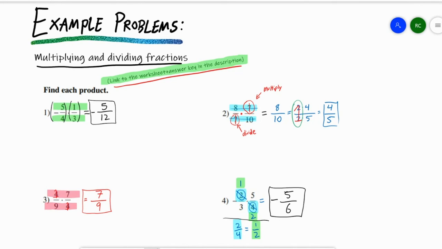Next video, we're going to talk about adding and subtracting fractions, and we're going to talk a little bit about a few shortcuts on how to find common denominators without having to go through all the steps that you probably had to go through when you were in middle school.